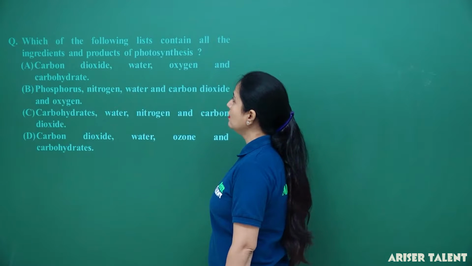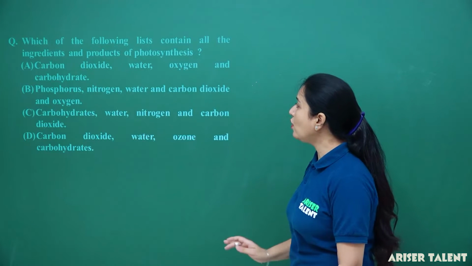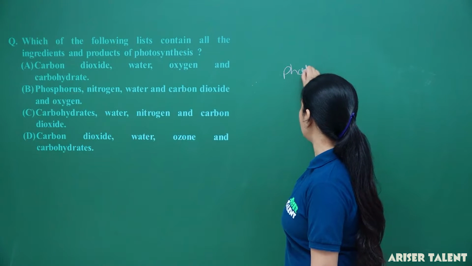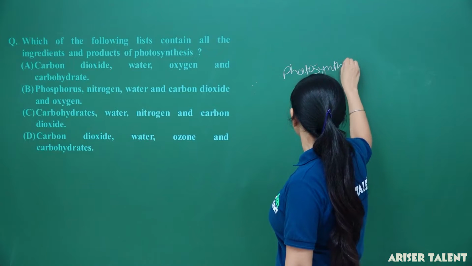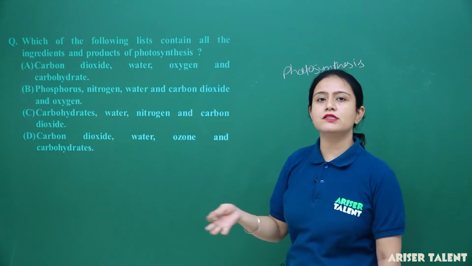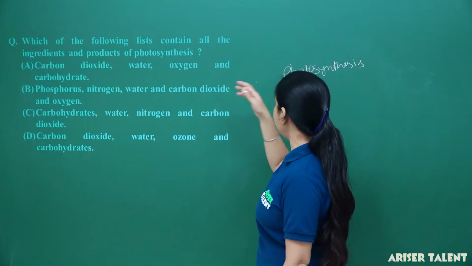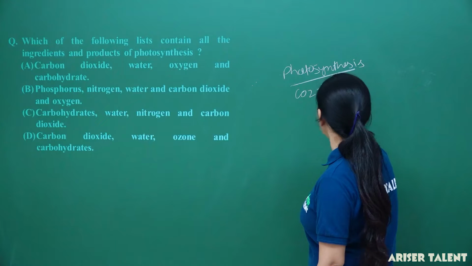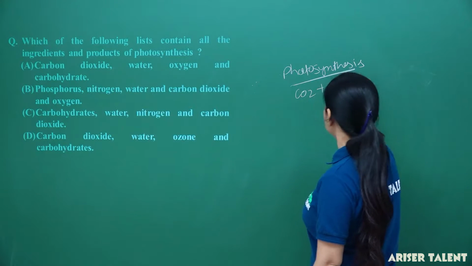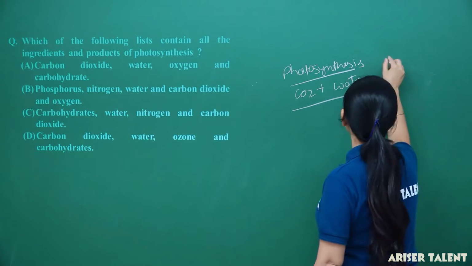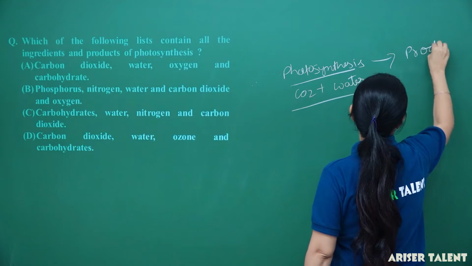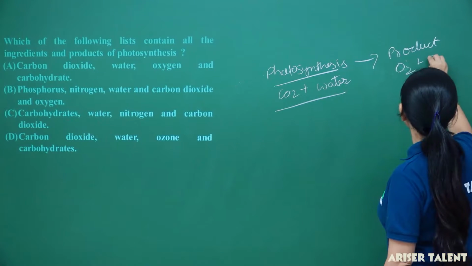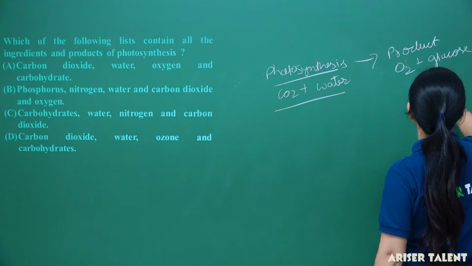Next is, which of the following lists contains all the ingredients and products of photosynthesis? As we all know, during photosynthesis, plants need ingredients. The things needed for photosynthesis are carbon dioxide and water. These both are essential, and after photosynthesis the products are oxygen and glucose. It makes glucose, meaning the food product is glucose.